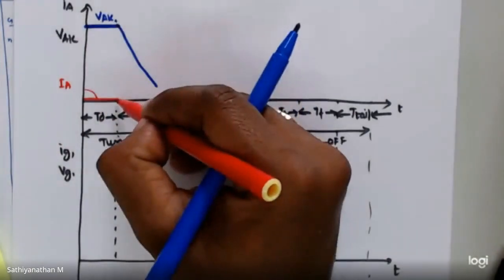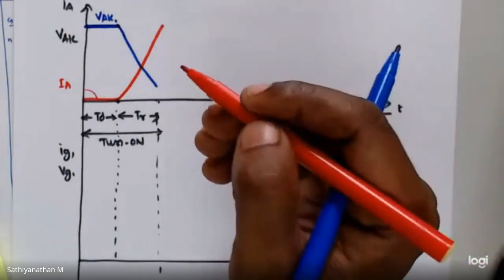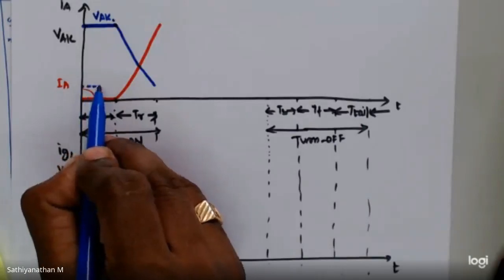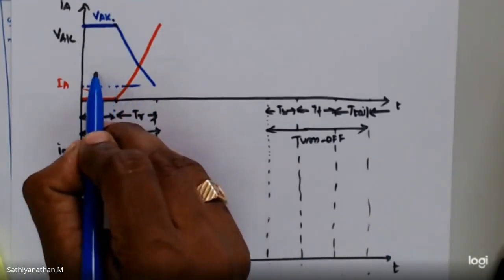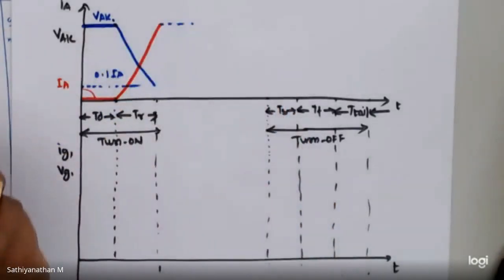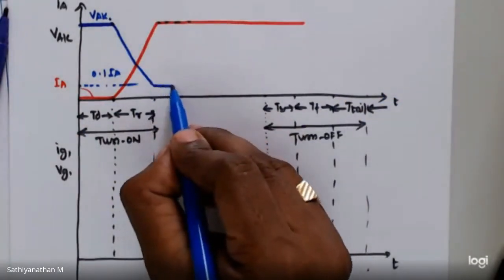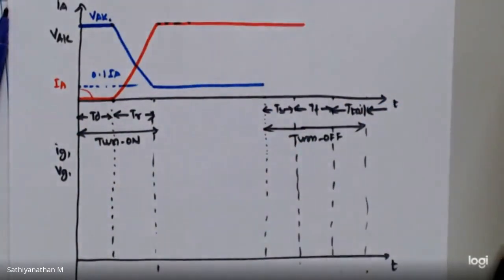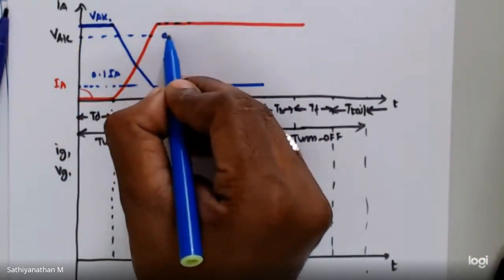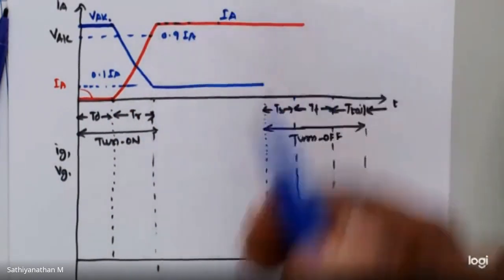So it means after the delay time, your anode current increases and your anode-cathode voltage reaches a minimum. If you take this point, your anode current is almost 10%. Here it is 100%, so it reaches a maximum value. Here, the anode-cathode voltage beyond this point is 0.1. So this is 90%, 0.9 of IA. After this, it is 100% of IA.